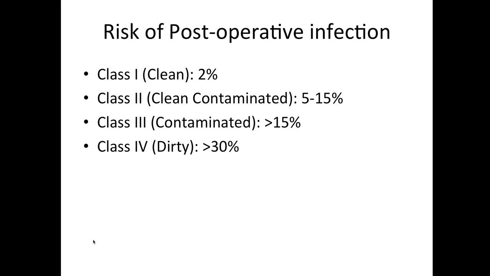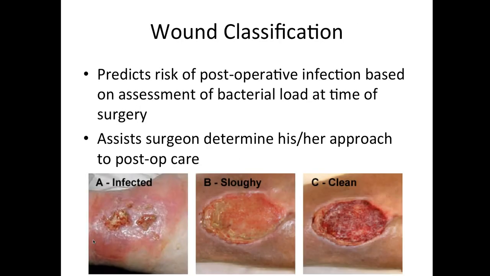So let's go through and talk about what terms we can use in order to take a wound and classify it into these 4 categories. To do our wound classification, we want to use it to predict the risk of our post-operative infection based on the assessment of the bacterial load at the time of surgery, meaning as the surgery is going on, you are looking for things like if the aseptic technique was interfered with at all. We'll look at some other factors as well. It also is going to assist the surgeon in determining what their approach would be to post-operative care. Maybe they'll decide to either dress or undress the wound and so forth.